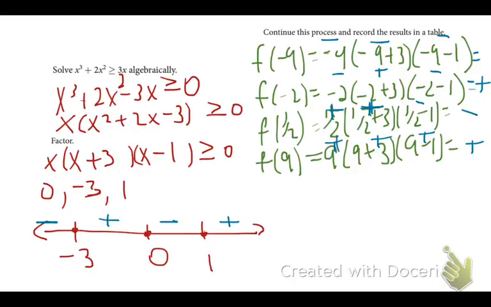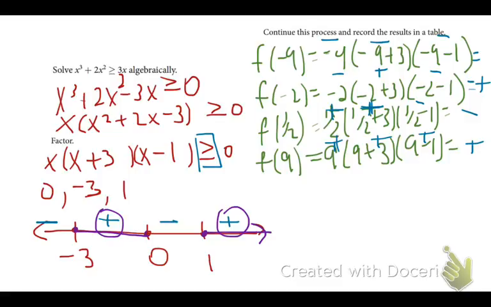So our inequality symbol is greater than or equal, so we are looking for when your polynomial is above or below the x-axis. Greater than means above, the positives. So our solutions are right here and right here. So we go from -3 to 0, and then we go from 1 to positive infinity.